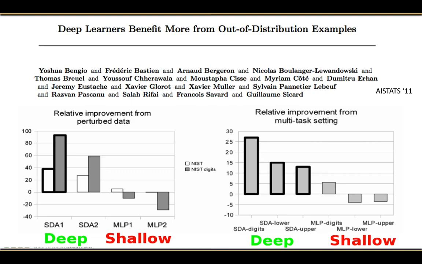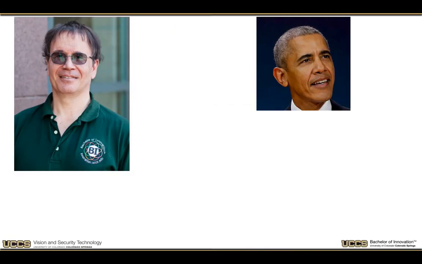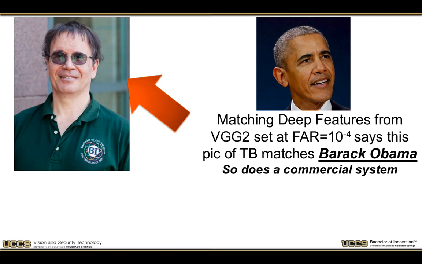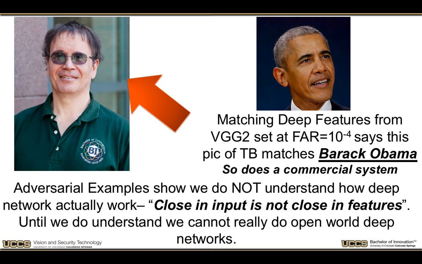But on the negative side, and this is not in the paper, because I didn't want to be too aggressive, but this is a senior member talk, I want to talk about some issues. Who are these two people? Well, according to VGG2, which is a really good algorithm, using cosine distance set at a threshold of 10^-4, those are both Barack Obama. Okay? These are adversarial examples.